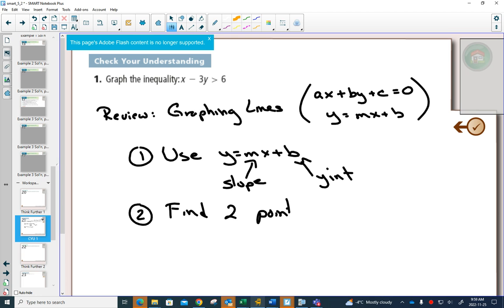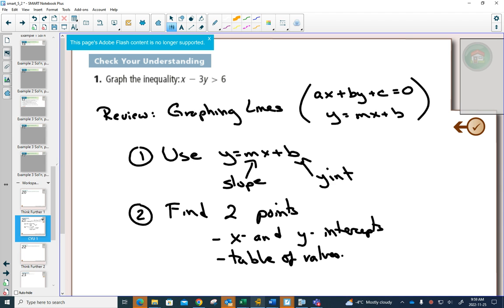Or just find 2 points. Very common is the x and y intercepts, or you could just use a table of values, which is like x and y intercept is basically part of your table of values. You plugged in 0 for x, you found y. You plug in 0 for y, you find x. Once you find those 2 points, you can draw a straight line. Okay?